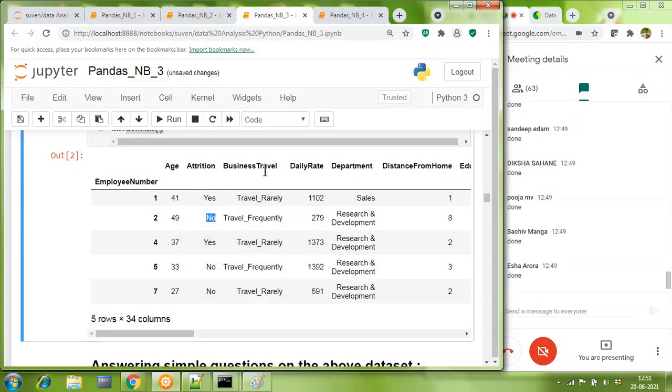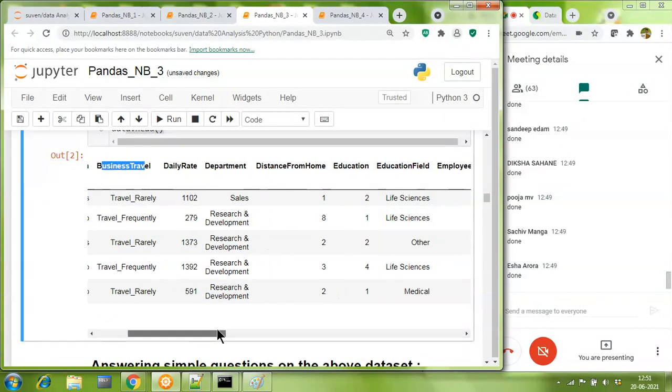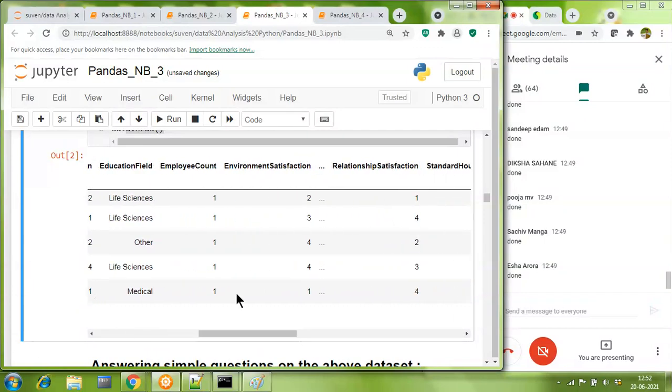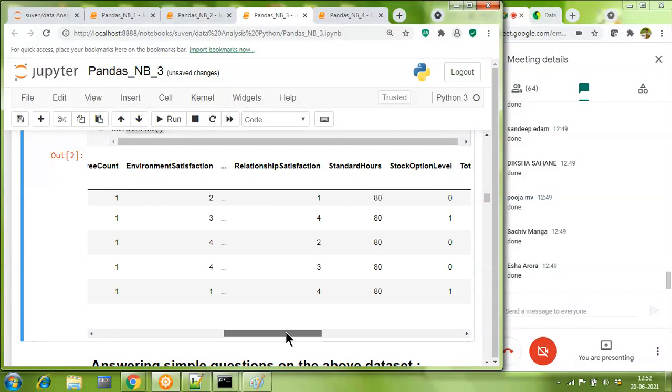You also have other information about the employees: do they travel frequently for business? What's their daily rate? Okay, don't worry about the daily rate column. What department they work for, sales or R&D, how far away they stay from office, distance from home. So 1 means 1 mile, 8 means 8 miles. What is their education, education field. Employee count is a useless column, it just indicates 1 for everyone, so nothing to worry about it. So on and so forth.